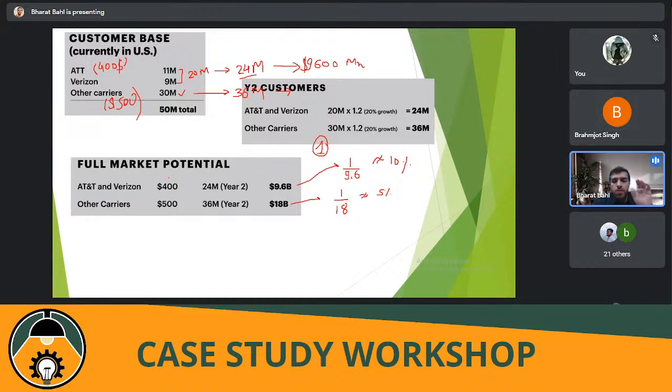So अगर हमें सिर्फ 5% customers को acquire करना है, वो आसान होगा, but 10% customers को acquire करना ज़्यादा मुश्किल होगा. So right now in vacuum, it seems that ATT and Verizon are not good to go with as compared to other carriers. But I think there are some other factors also which we need to take into account.